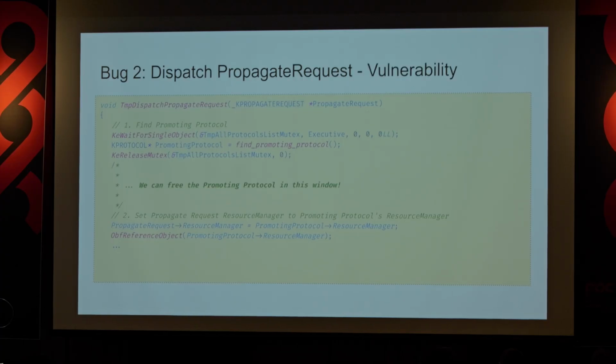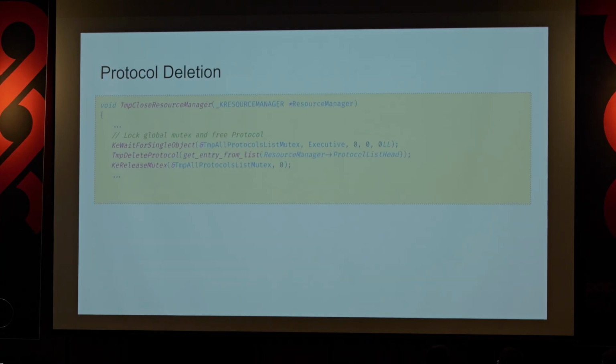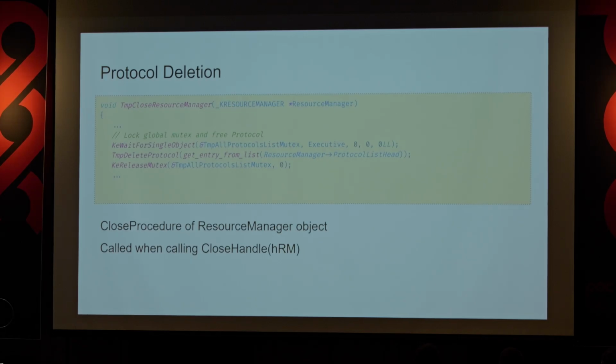Okay, so after we find the promoting protocol, but before we read the resource manager field of the promoting protocol, we can actually free the promoting protocol here. Let's take a look at how we do that. We'll remember that when we close a resource manager, all entries in its protocol list head linked list are freed. This is done through the TMP close resource manager function, which is the close procedure of a resource manager object, and is called whenever we close the handle of a resource manager. And it calls TMP delete protocol on each entry of the protocol list head.